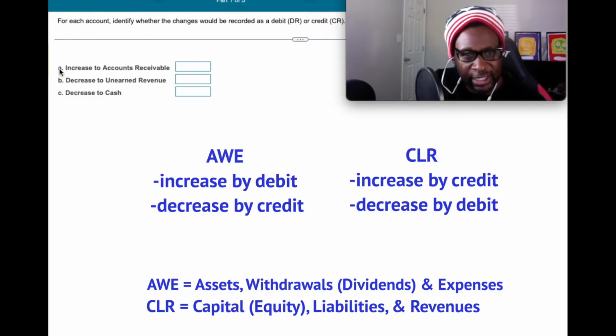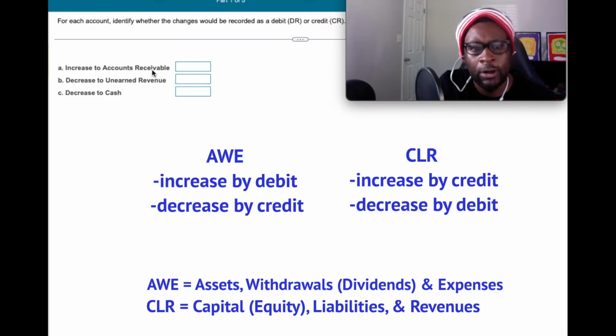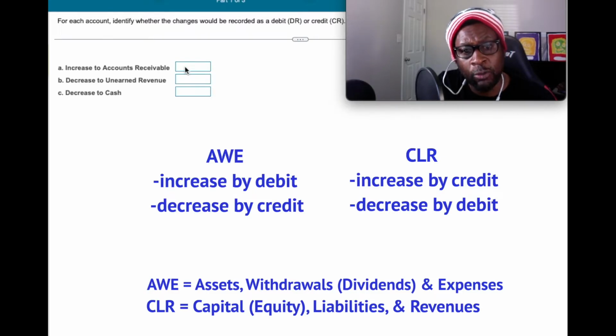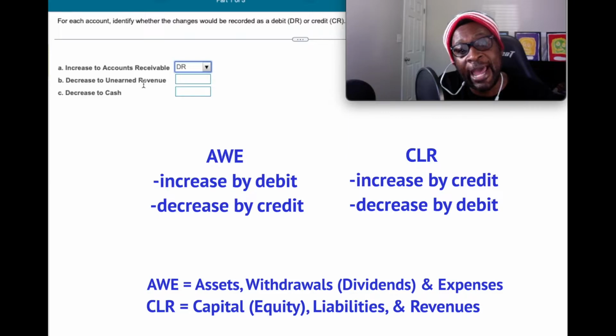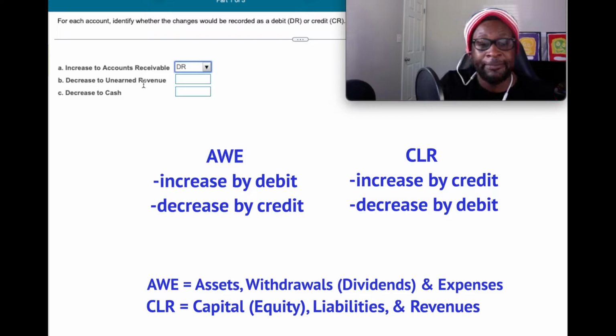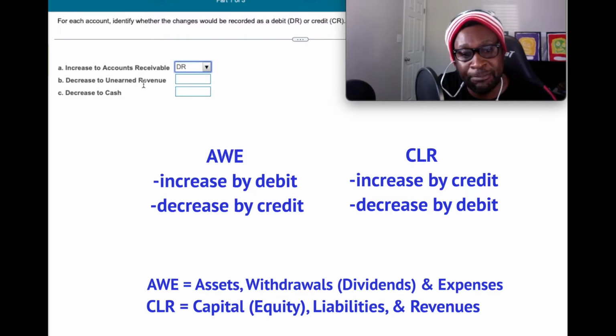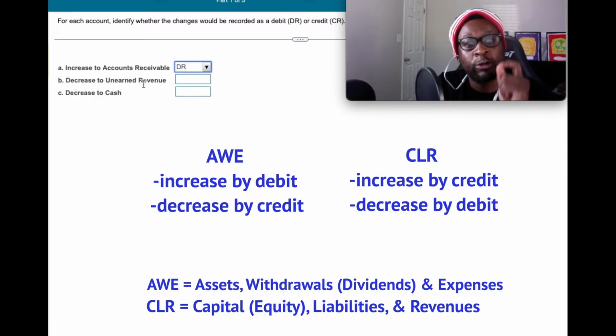So, increase to accounts receivable. Well, accounts receivable is an asset, which means that it's going to be in the AWE game, and we already know, gang, anything in the AWE will increase on the debit. What about decrease in unearned revenue? Unearned revenue happens to be a liability, not a revenue, so don't get tricked by that. Since unearned revenue is a liability, it belongs in the CLR game, and we know anything in the CLR game will decrease with a debit because they increase with the credit.